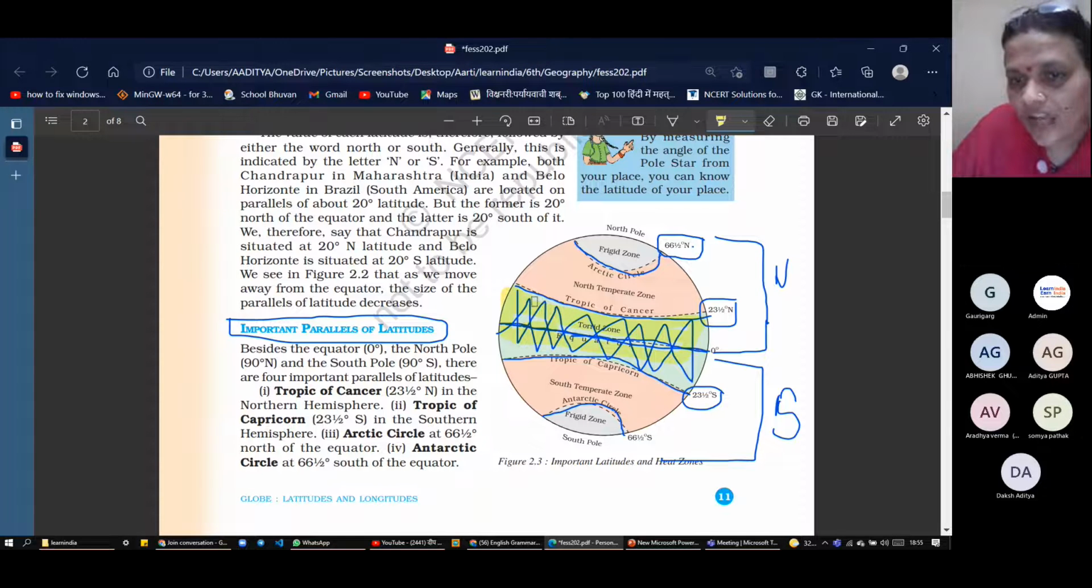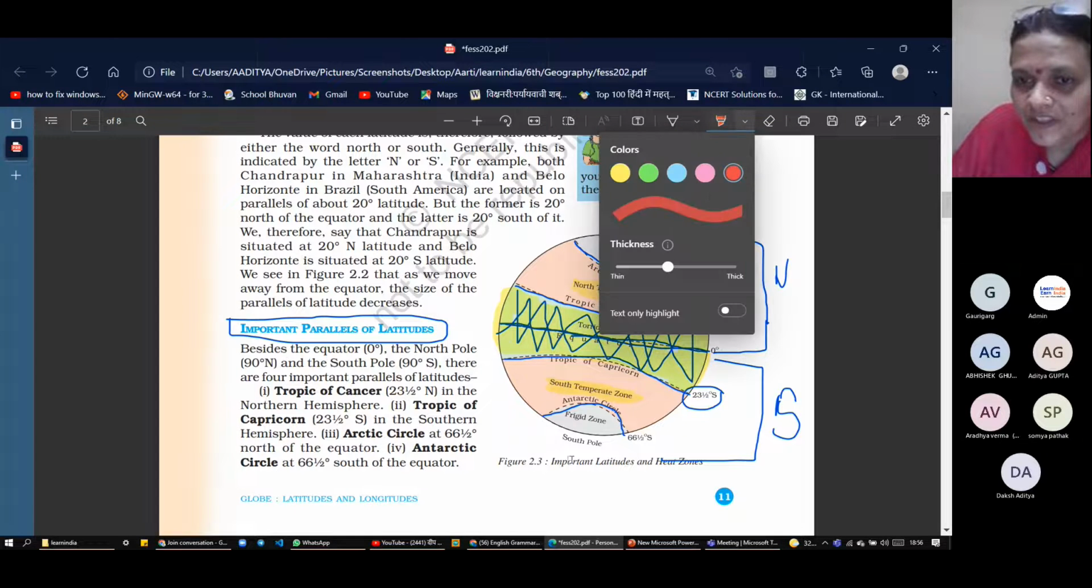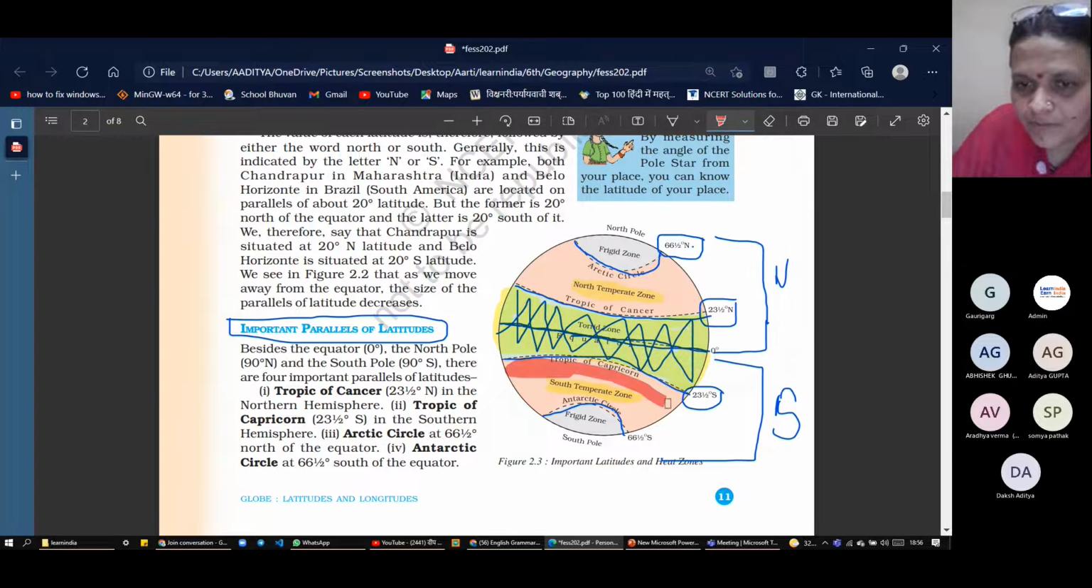Now, in the north and in the south, the next zone to the torrid zone is the temperate zone. Here it is north temperate zone, and here it is south temperate zone. Why north? Because it is in the northern hemisphere, and why south? Here it is in the southern hemisphere. So this orange mark is your temperate zone, the south temperate zone, and here is the north temperate zone, this complete thing.